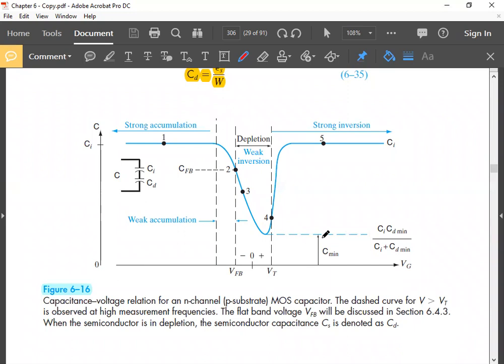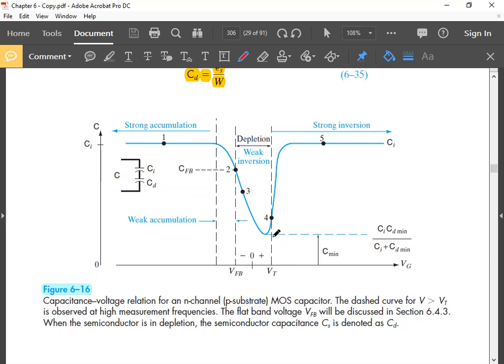More and more charges are accumulated in the inversion layer, but the depletion layer charge will not change. It will not change. Okay, understood. So the contribution to capacitance will come from inversion layer charge, which are electrons, minority carriers.